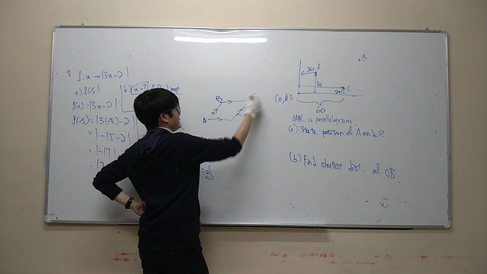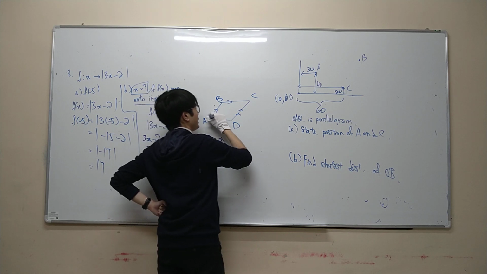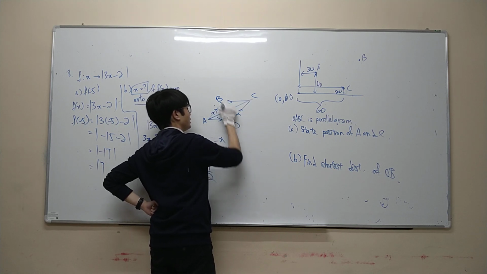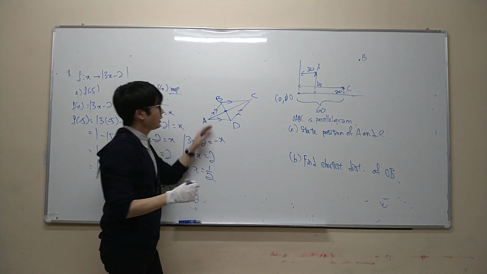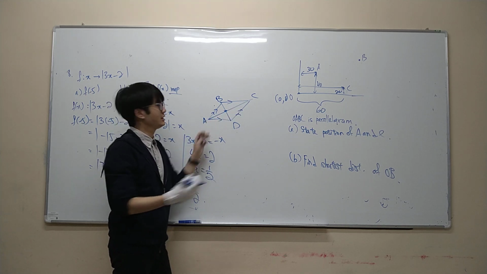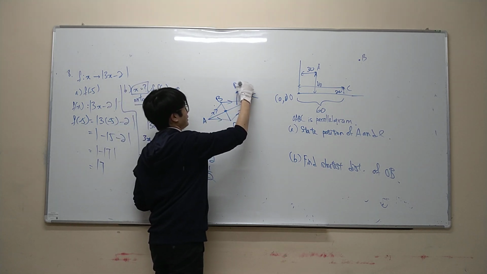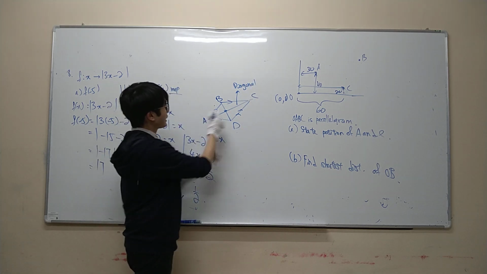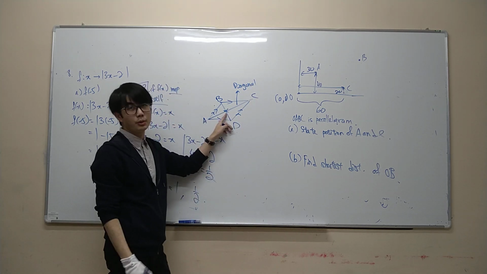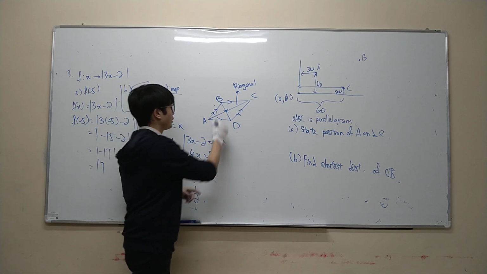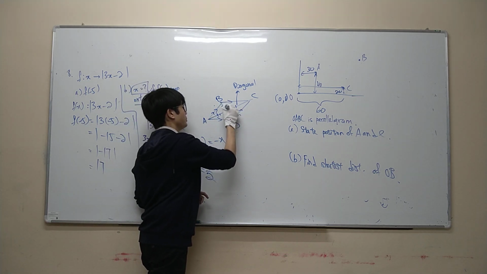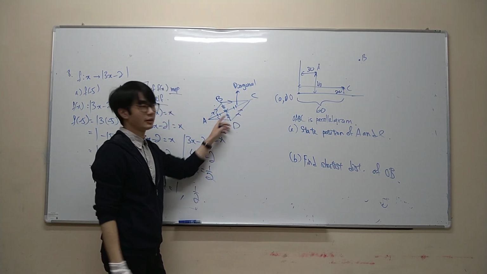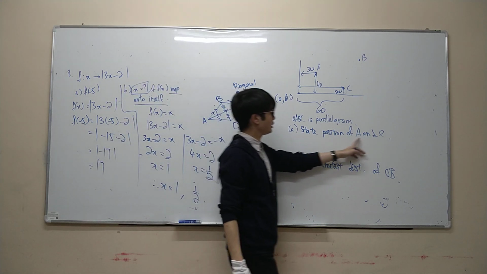Let's call it ABCD, and the midpoint of AC will be the same as the midpoint of BD. This line we call the diagonal. The parallelogram only has two diagonals, and these two diagonals intersect at the same point. This point is the midpoint of AC, and it is also the midpoint of BD. Alright, let's start. State the position of A and C.